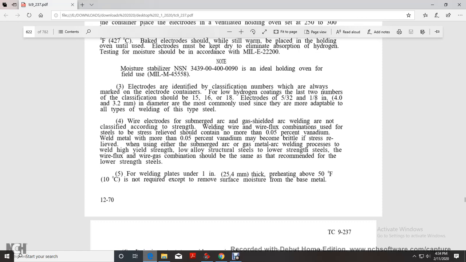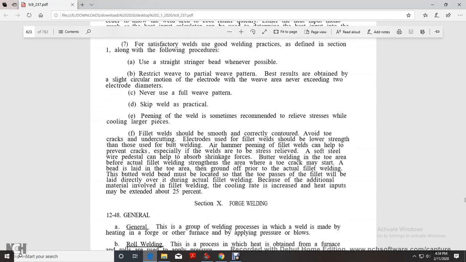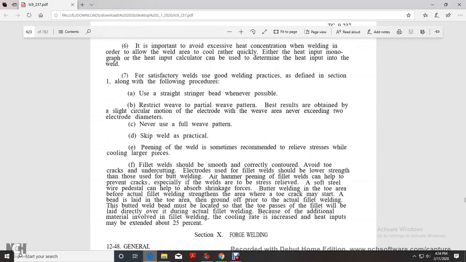Using either submerged arc or gas arc welding processes to weld high yield strength, low alloy structural steel, the wire flux and wire gas combinations are the same as those recommended for lower strength steel. For welding plates under 1 inch thick, preheating to 50 degrees is not required except to remove surface moisture from the base metal. It is important to avoid excessive heat concentration in welding so the weld area cools rather than builds heat. A heat input calculator nomograph can be used to determine heat input for satisfactory welds, along with the following procedure.